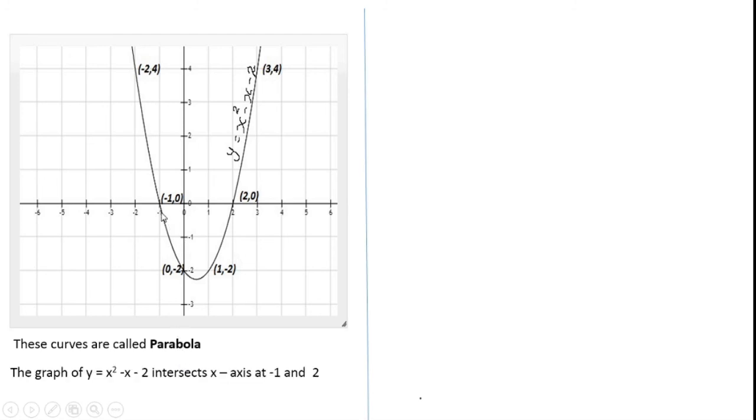In this graph, the curve intersects the x-axis at 2 points. See here, this is one point and this is the other. These are at minus 1 and 2. Therefore, the zeros of the polynomial x square minus x minus 2 are minus 1 and 2. In this parabola, the polynomial has 2 zeros. But for a quadratic polynomial, we can see 3 situations, 3 cases.